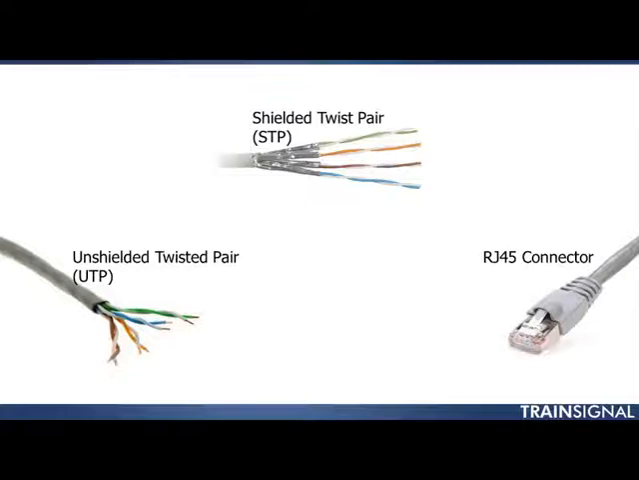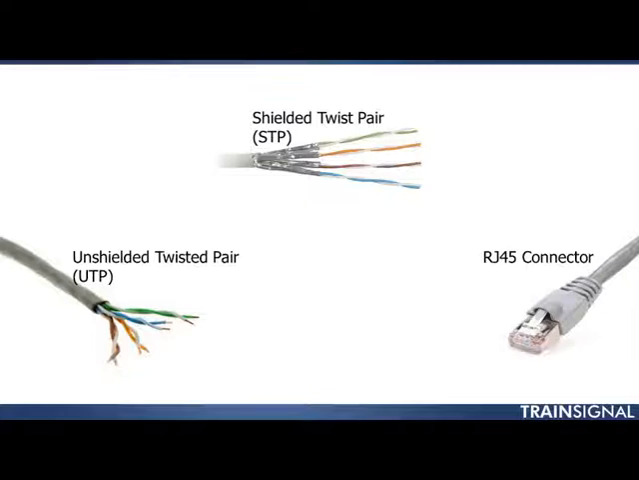In that case, that's where we move to the shielded twisted pair. You'll notice that the shielded twisted pair cable pretty much looks exactly the same, except for there's an extra layer of foil shielding around each of the pairs of cables. And that is to protect against that outside EMI.